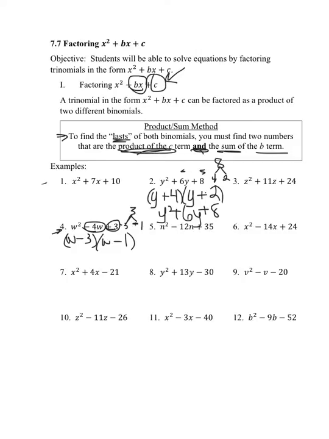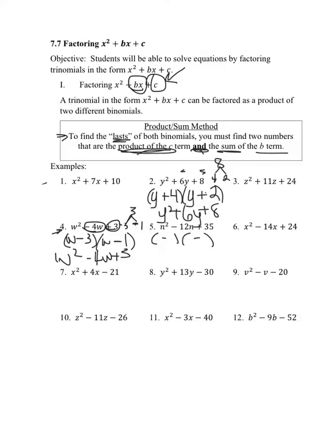So when I FOIL this back out, I'll get the w squared, minus 3w minus 1w gives me the minus 4w. And then negative 3 times negative 1 gives me a positive 3. So in the next one, I know it's a minus in the beginning, in the middle term, and then a positive at the end. So that means it has to be minus minus for the binomials.